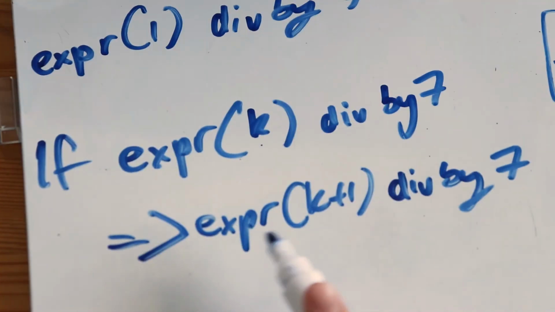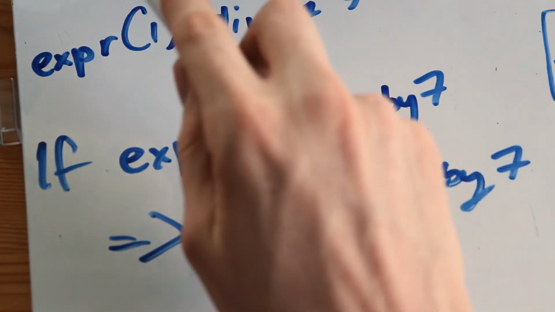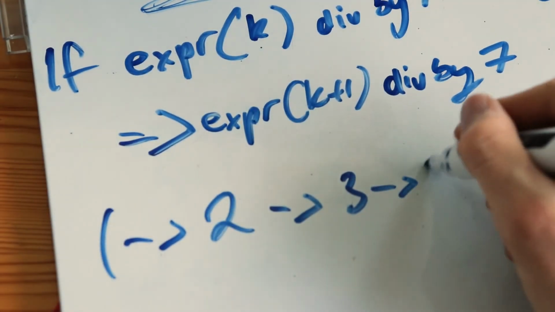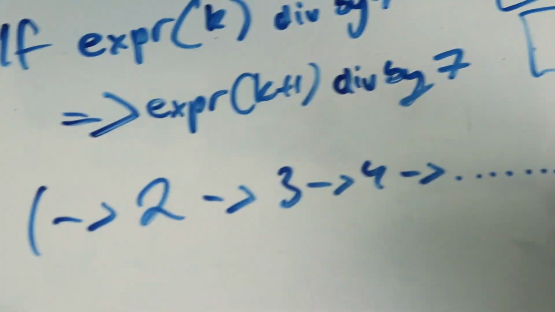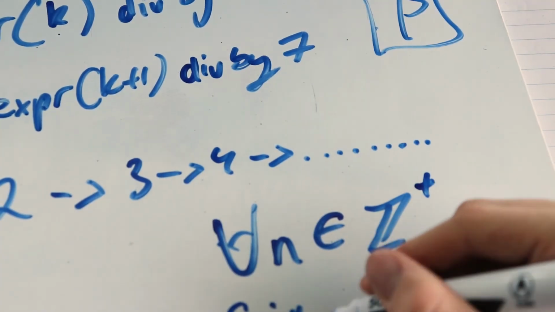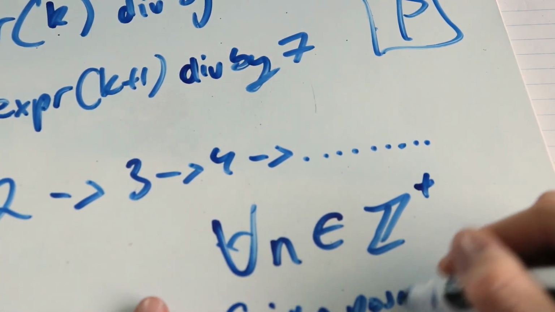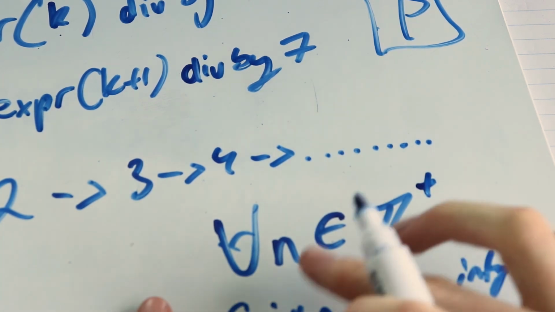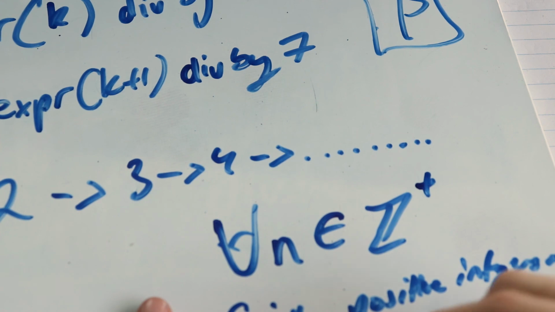So if it's true for some number, then it must be true for the next number. If it's true for 1, which we've shown, then it must be true for 2, must be true for 3, must be true for 4, and it must be true for all positive integers n. For all positive integers n, it's true. This is absolute craziness.